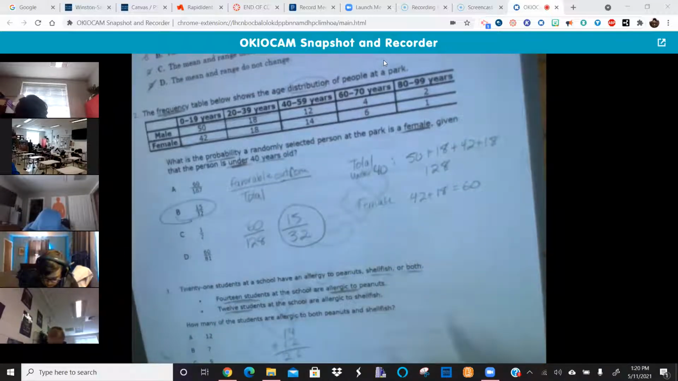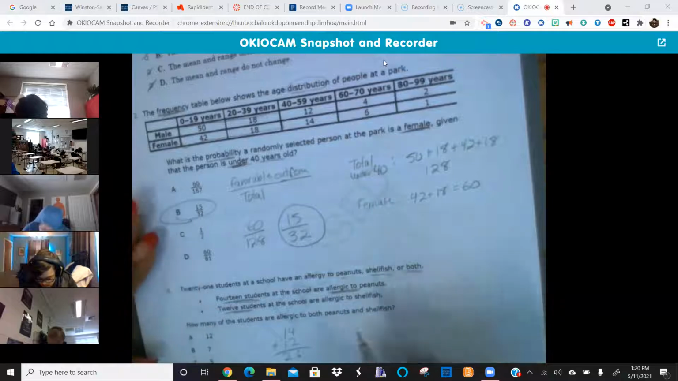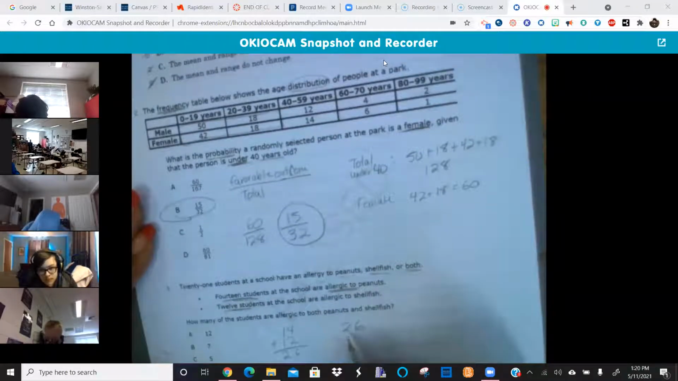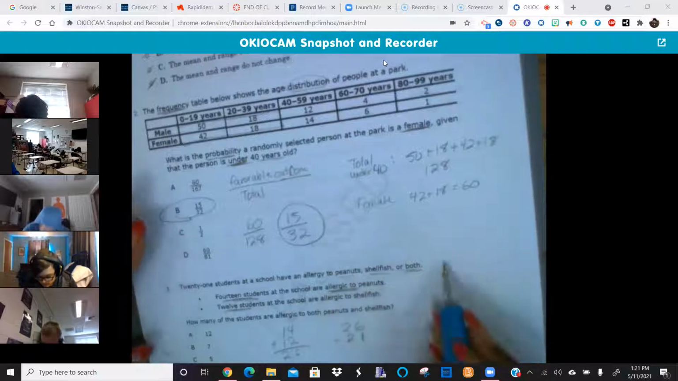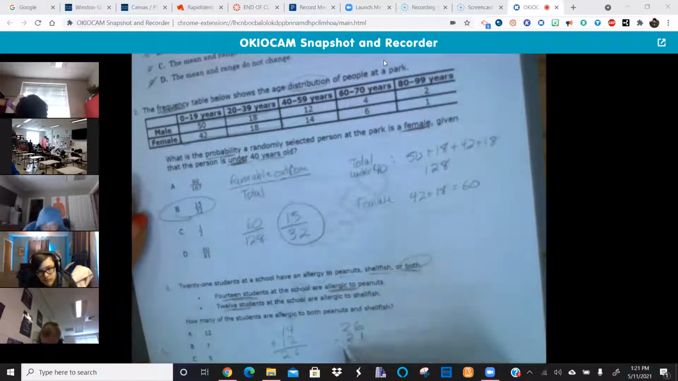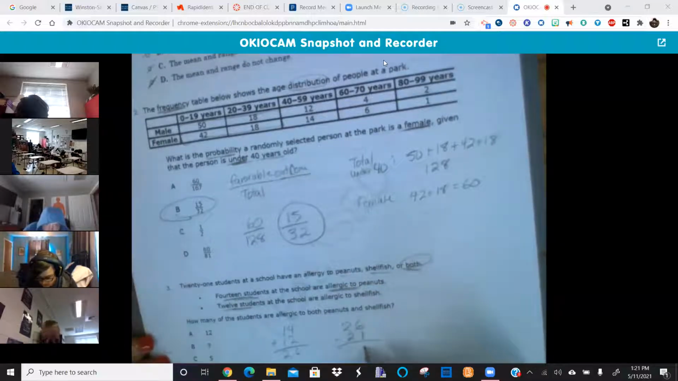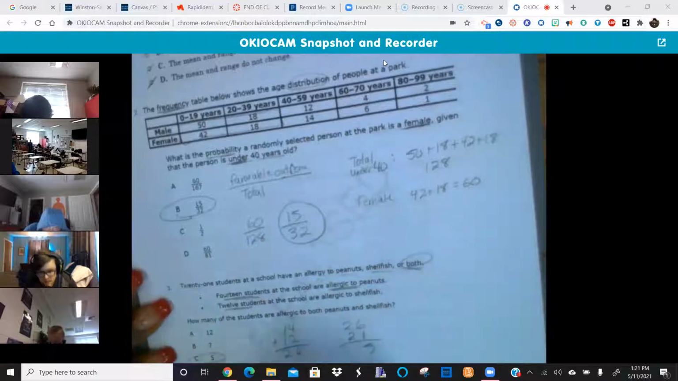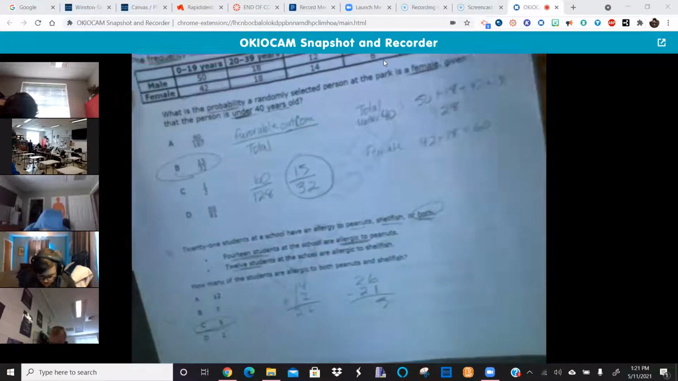That's 26 people. And we're going to take the 26 people and we're going to subtract 21. Okay. And whatever's left is allergic to them both. So when I subtract 21, I get 5. So 5 people are allergic to them both.